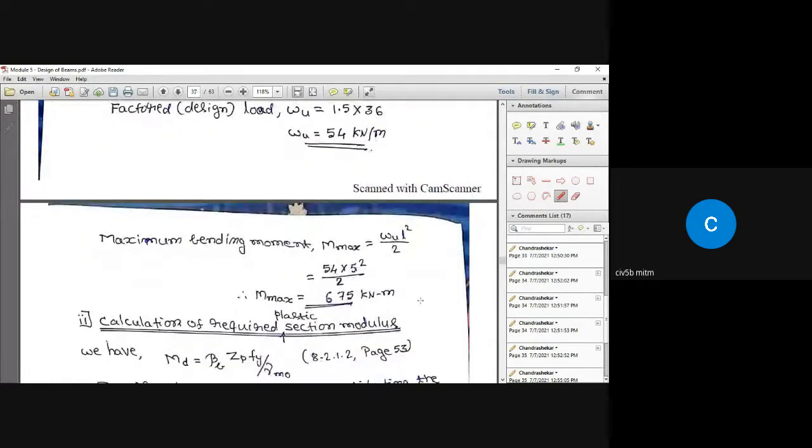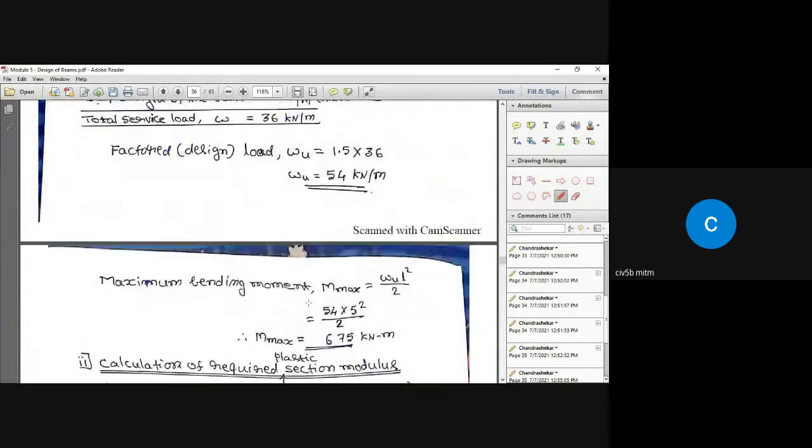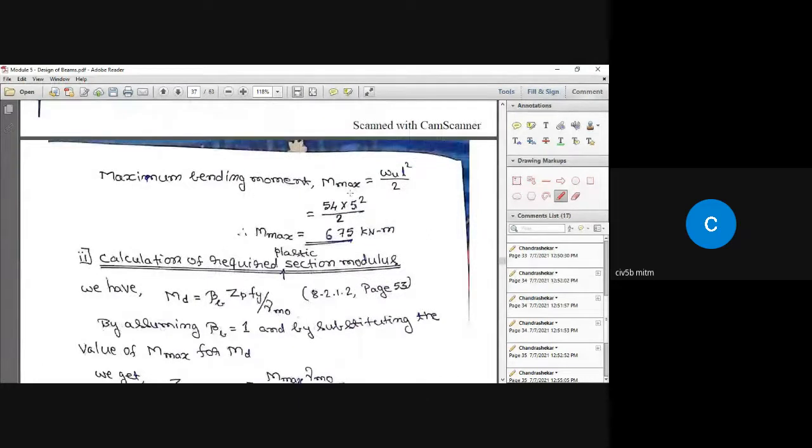Okay, and find out what is the bending moment. Maximum bending moment happens at the support, not at the free end. It is 0 there. So this is the formula, W L square by 2. And we got a max value equal to 675 kilonewton meter. That is the design bending moment to which we need to design a section.